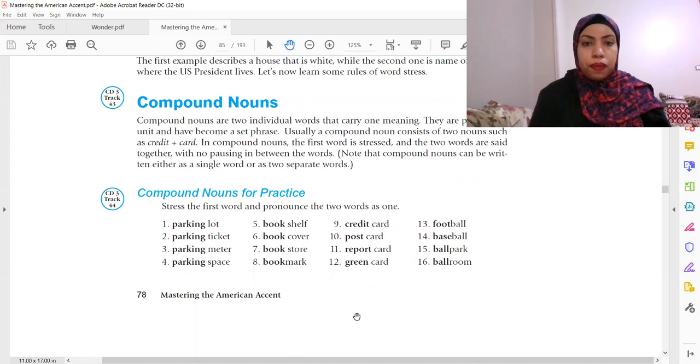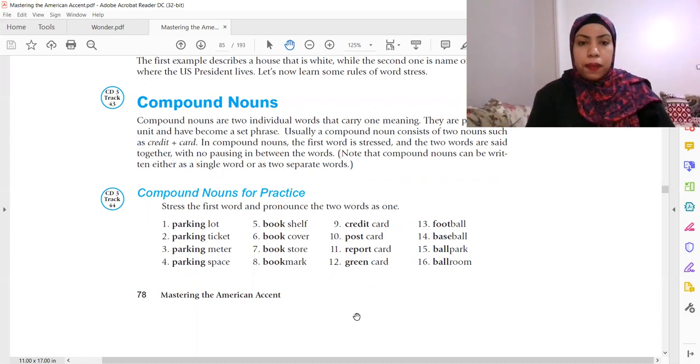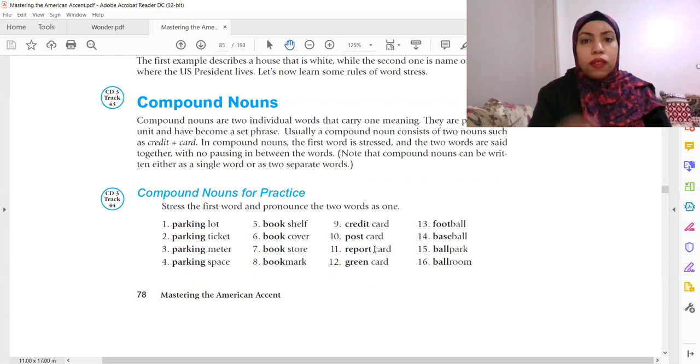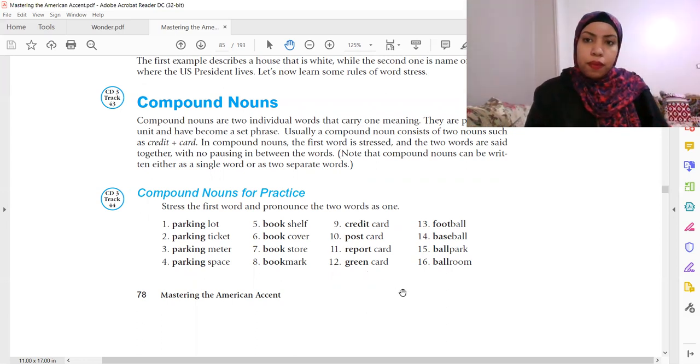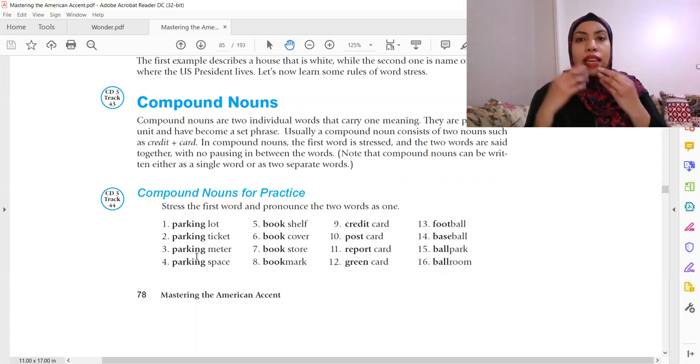Bookshelf. Book cover. Bookstore. Bookmark. Credit card. Mm-hmm. Postcard. I need you to repeat. Report card. Green card. Football. Baseball. Ballpark. Ballroom. Okay. So, as you can see, my voice, it goes up.